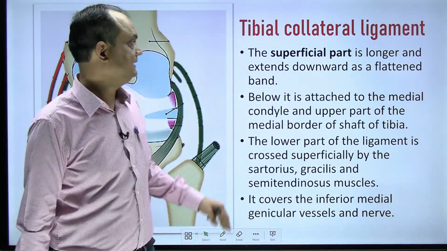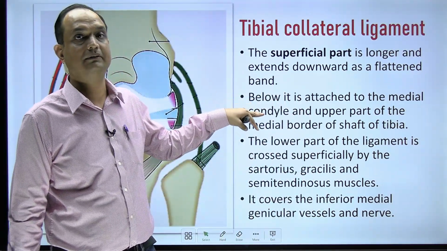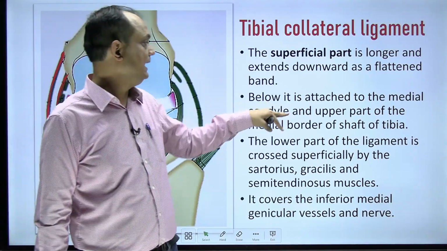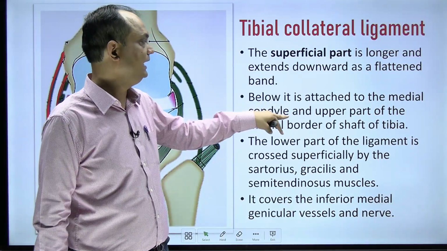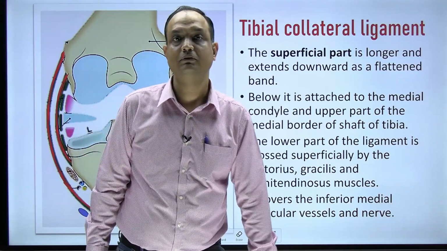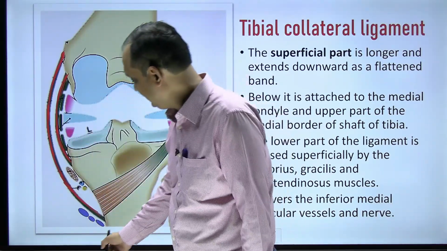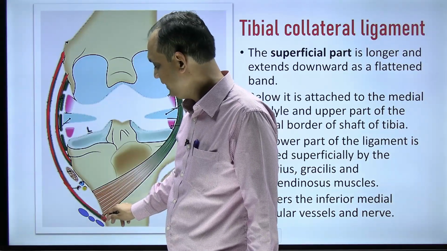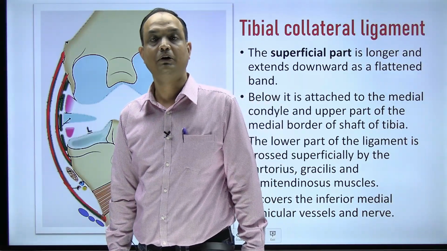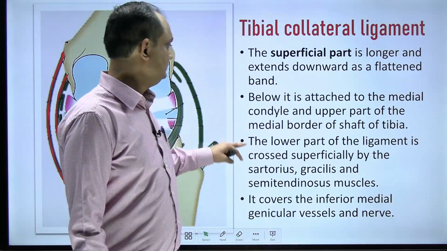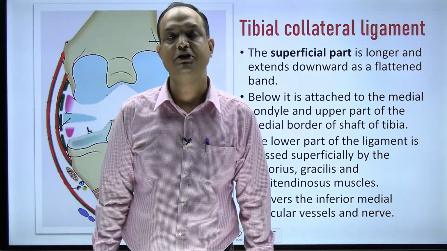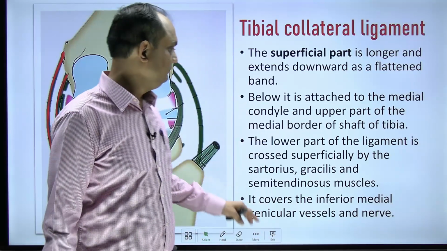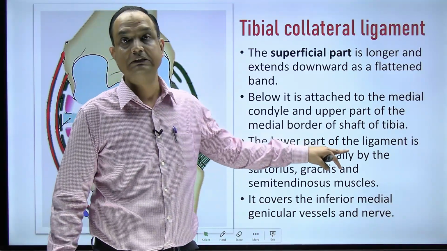Now the second thing is that this superficial part has a lower attachment on the tibia and it is attached to the medial condyle and upper part of the medial border of the shaft of tibia. So you know that here you will have the medial border and it will attach here to the upper part of the shaft of the medial border of the tibia. So this is the one thing about the attachment of the superficial part. Then you will have the lower part of this ligament.